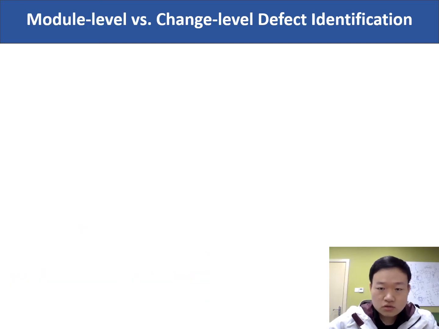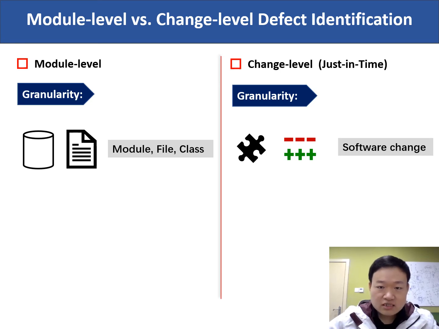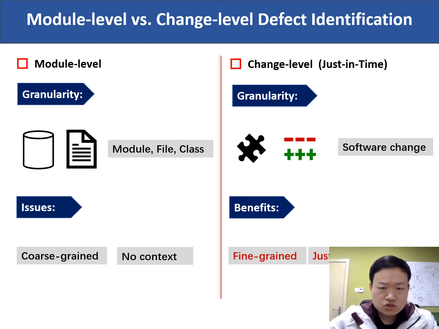Compared with traditional module-level defect identification, the granularity is different. Module level aims to identify defective module, file, or classes. Such kind of identification suffers from several issues. First, it is coarse-grained. Although it can identify defective modules, developers may also need to inspect a large amount of lines of code. Second, it cannot provide a context, such as who introduced the defect and when the defect was introduced.